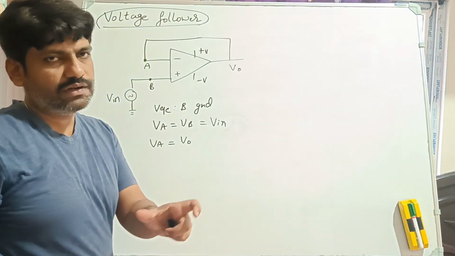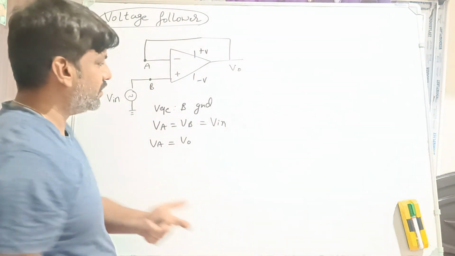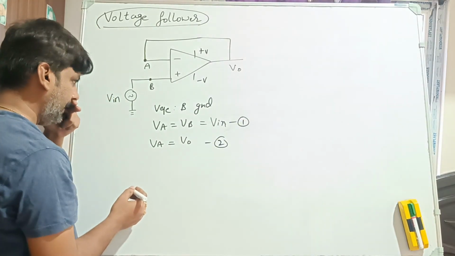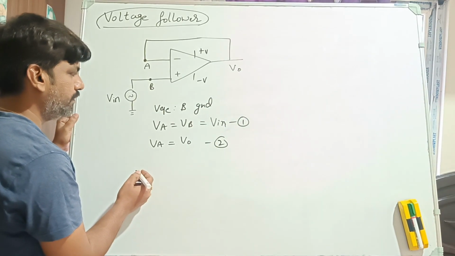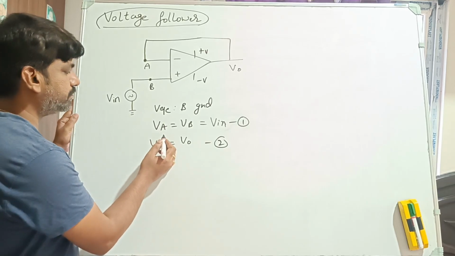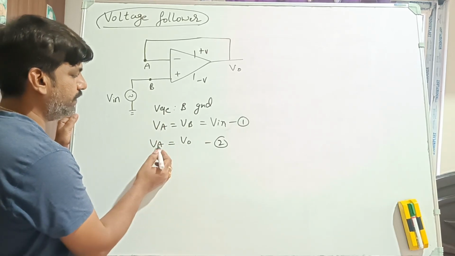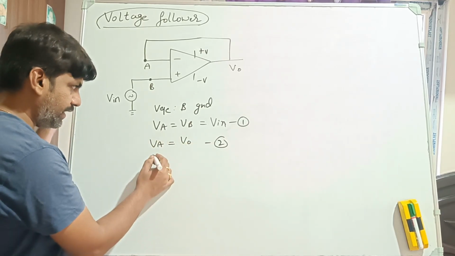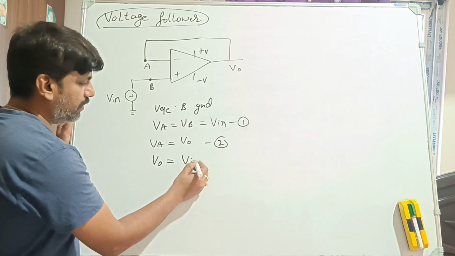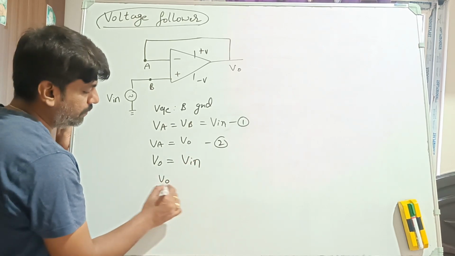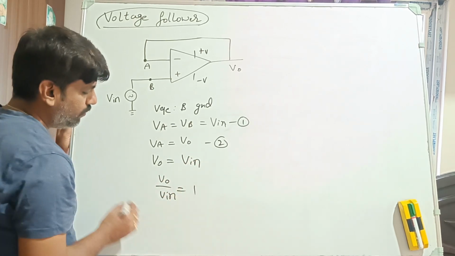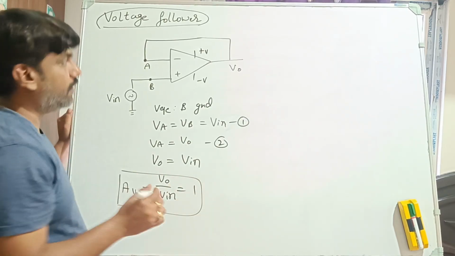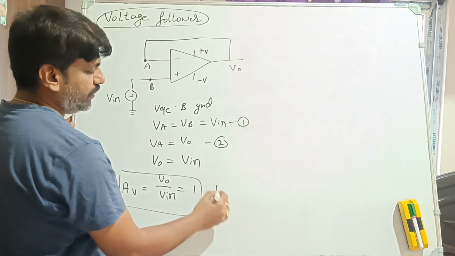We can use that virtual concept for two reasons. One is for 0 and the other is for whatever the voltage. So equation number 1, equation number 2. So equate equation 1 to 2, because here we can consider VA as V output, VA as V input. So from equations 1 and 2, LHS are equal, so RHS are equal, and it is like this. So here V output by V in can be written as 1. What is V output by V in? This can be written as voltage gain. So the voltage gain of a voltage follower is always unity.